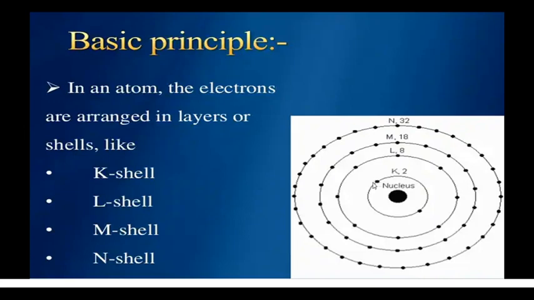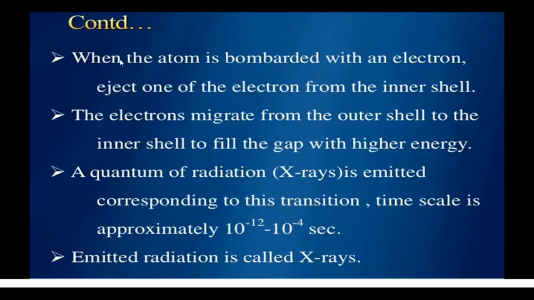I repeat, when an atom gets extra energy by bombarding with an electron, the electron in the inner shell, that is the K shell, gets ejected out. So there is a vacancy in the K shell, and this vacancy is occupied by an electron from the higher shells. The higher shell electrons have more energy than the K shell. So whenever they transfer to the lower energy state, the extra energy is emitted in the form of radiation, and that radiation is known as X-rays.